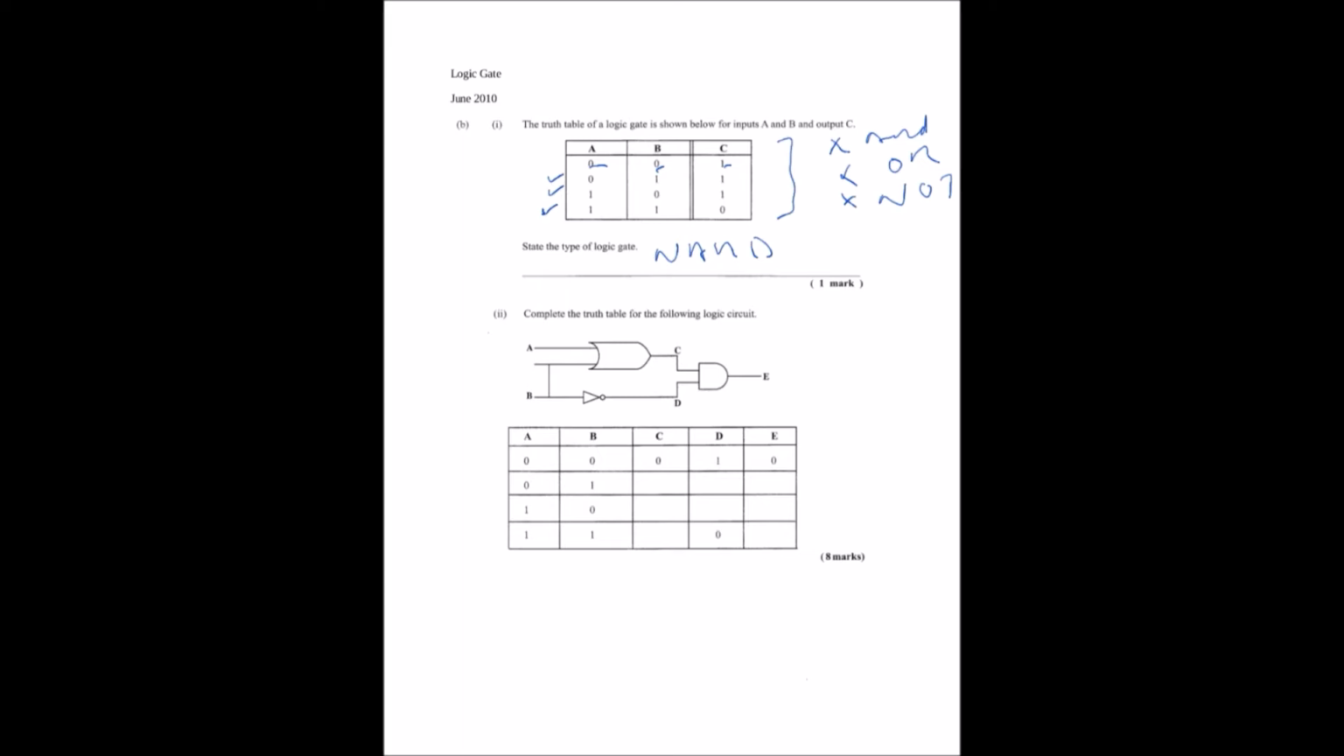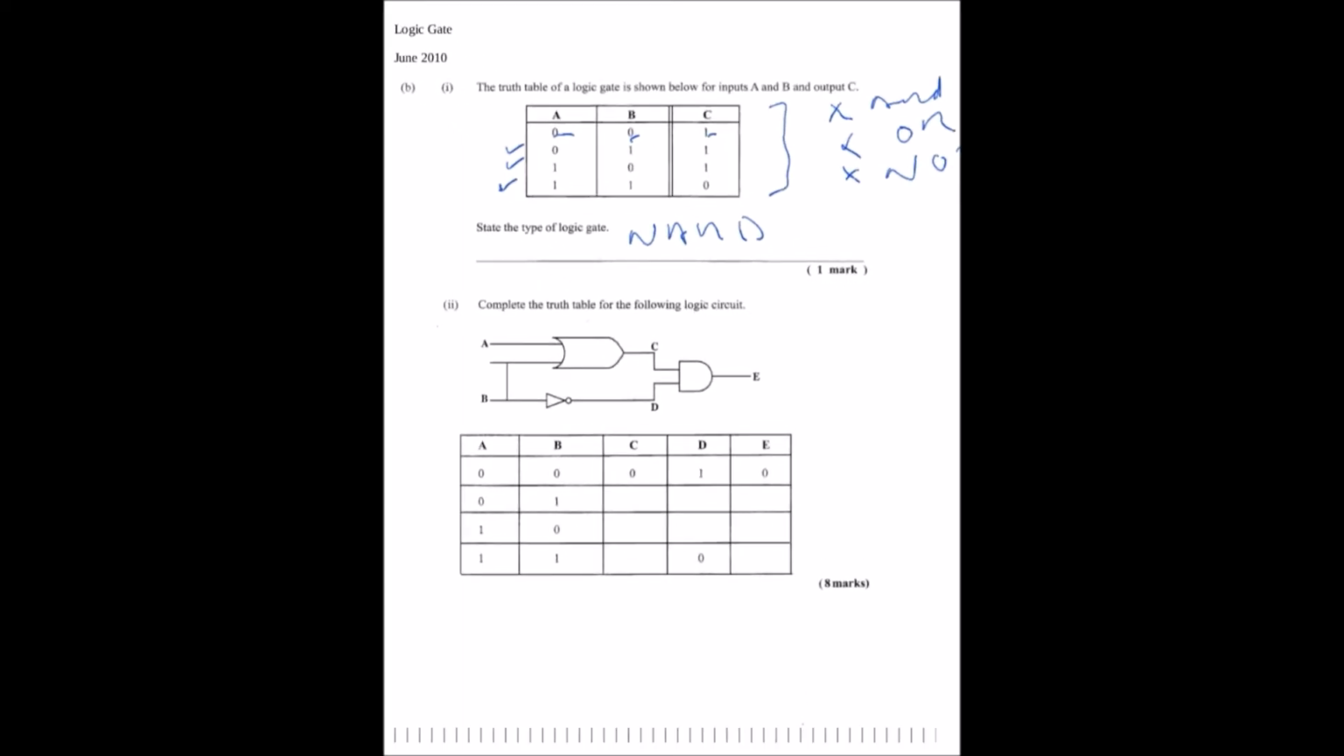Alright, so the second question now. Complete the truth table for the following logic circuit. So let's just name our gates here. This is an OR, this is an AND, this is a NOT. Alright, we can easily do D for the NOT gate. So whatever B is, D is not. B is 1, so D is 0. B is 0, so that's 1.